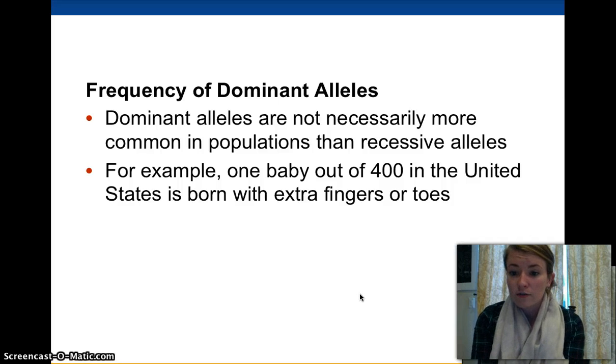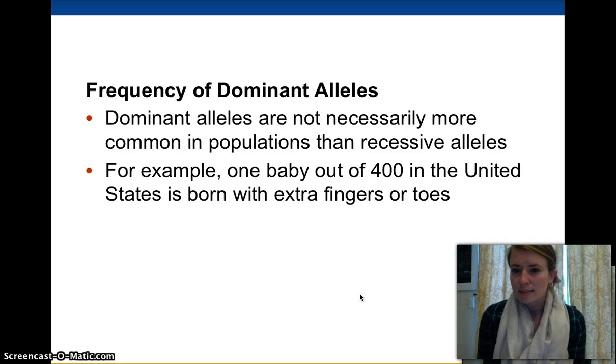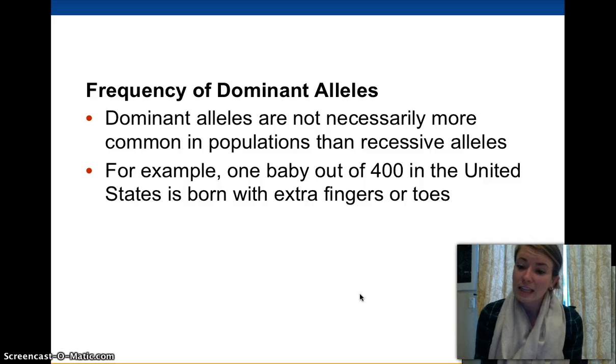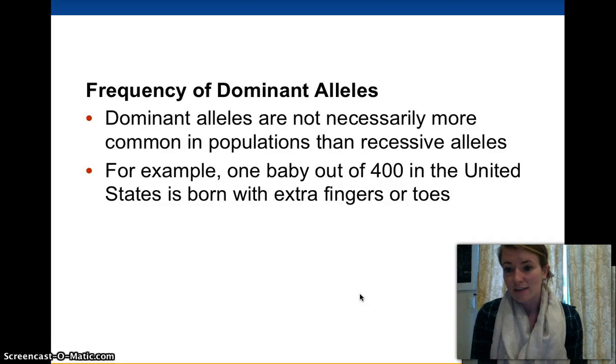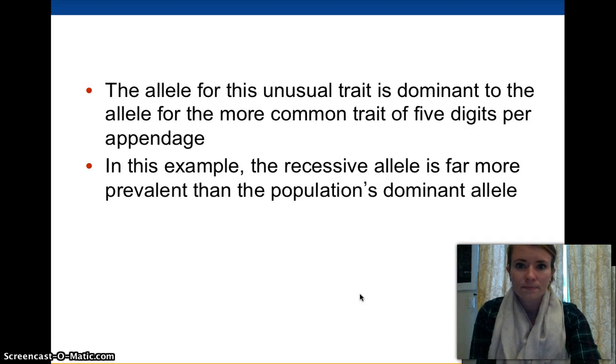So there's a gene for polydactyly, which means having extra fingers and toes, and this gene is dominant, but it's still really rare. So only one out of about every 400 babies in the United States is born with an extra finger or a toe, even though that gene is really dominant. And actually there's some islands that have really segregated populations, and I have no idea where they are off the top of my head, but since it's a dominant gene and since they only have each other to share genes with, it's very, very common in these island populations to have extra fingers and toes. So think about that one.